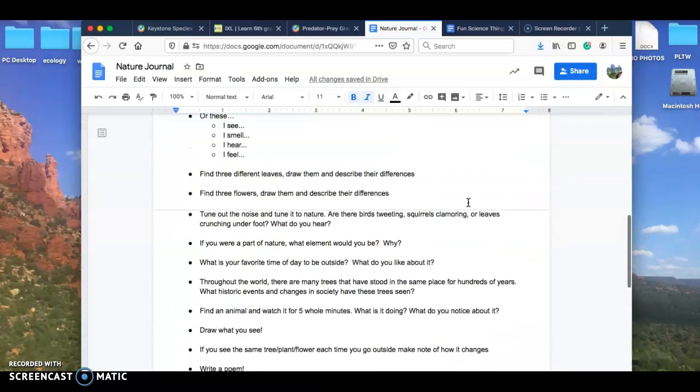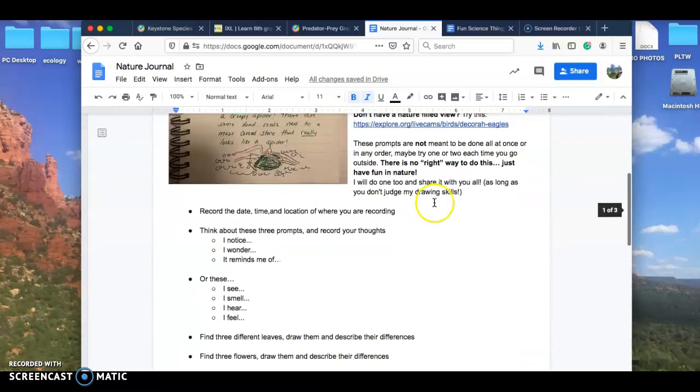Try and do a new prompt, or if you want, I really like these first 2. The I notice, I wonder, it reminds me of, or the I see, I smell, I hear, I feel. Those are also really good prompts to take a look at.